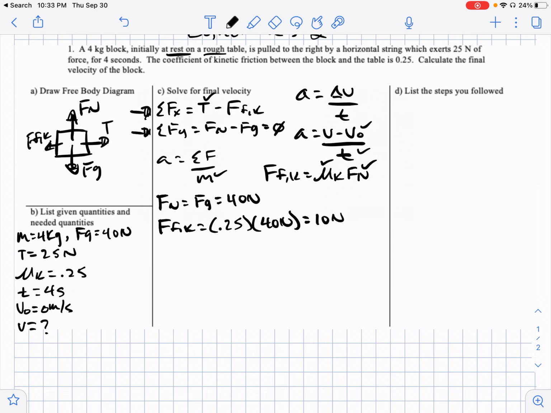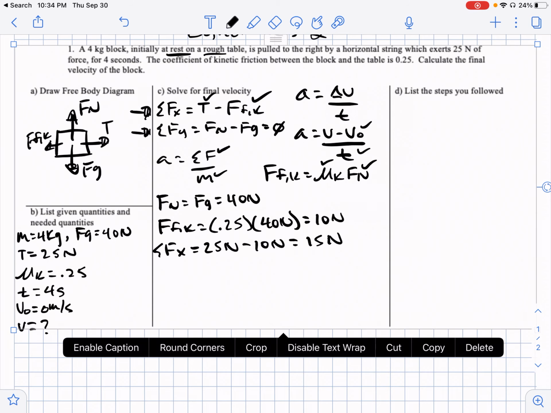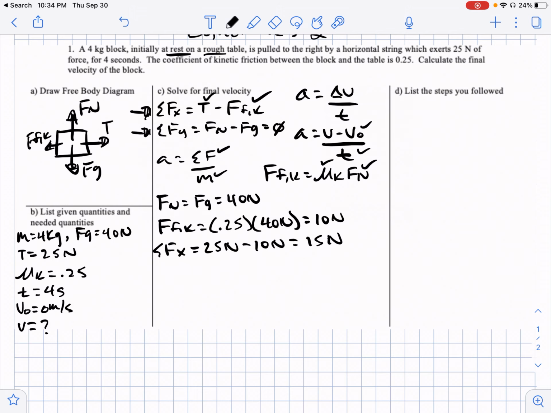Okay, so now we have our kinetic friction, so we can solve for that net force. Up here we can solve. So the net force in the x direction is equal to the tension, which the problem stated was 25 newtons, minus my kinetic friction, which is 10 newtons. So the net force is just equal to 15 newtons. So now we know the net force. We could put a check mark there so we can solve for our acceleration.